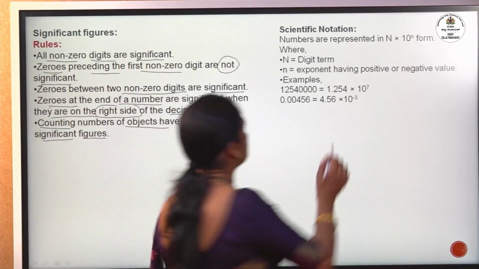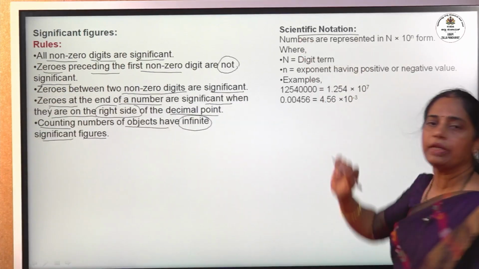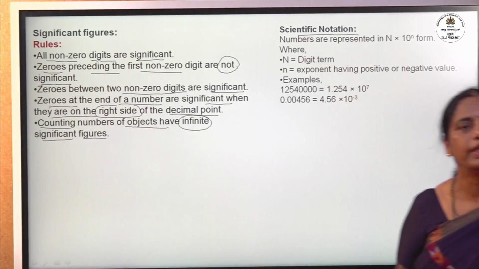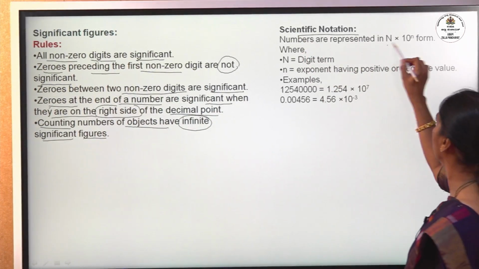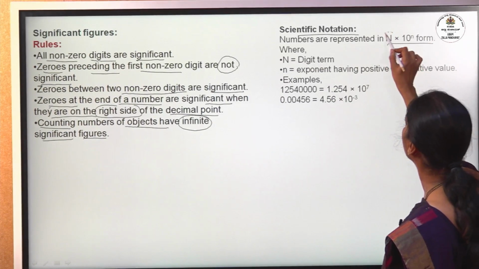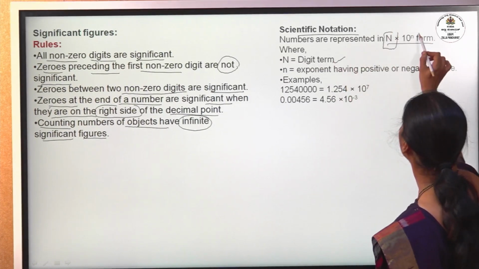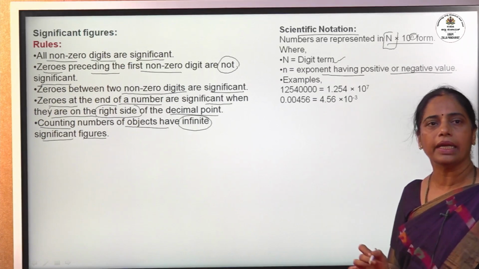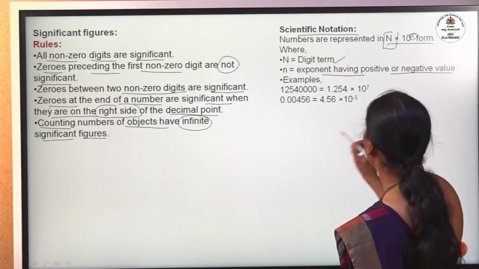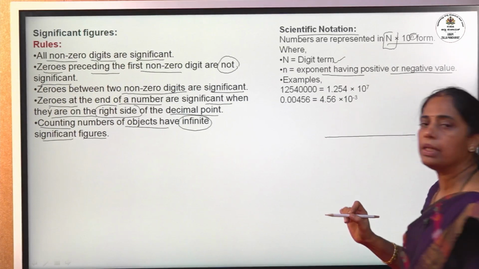Next we will move on to scientific notation. Now when we have a very big number or very small number, we express such numbers in this form. That is, here N is the digit term and this n is the exponent having positive or negative value. Now let us consider a number line.